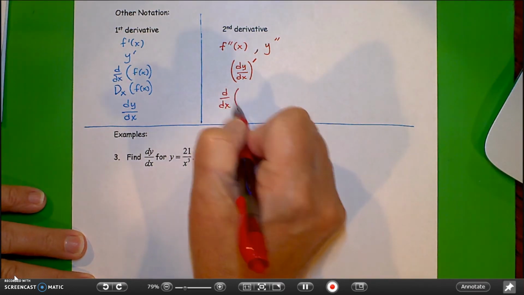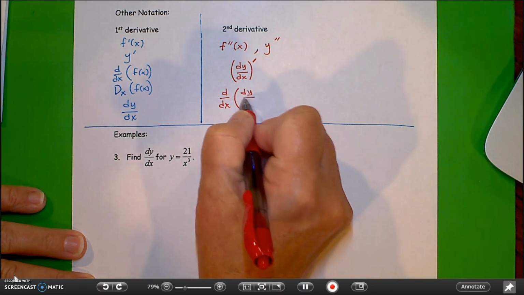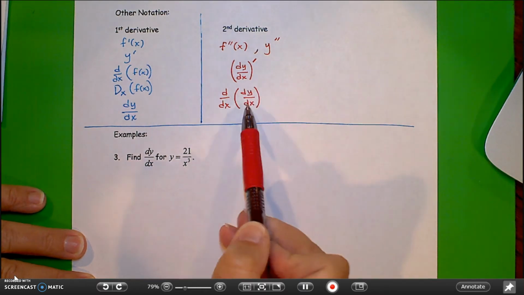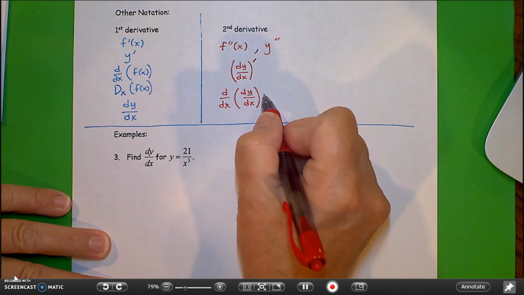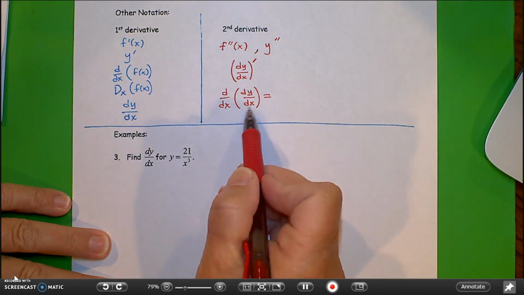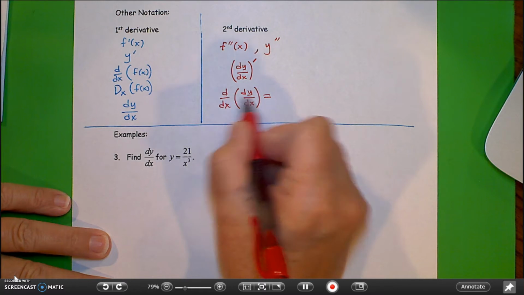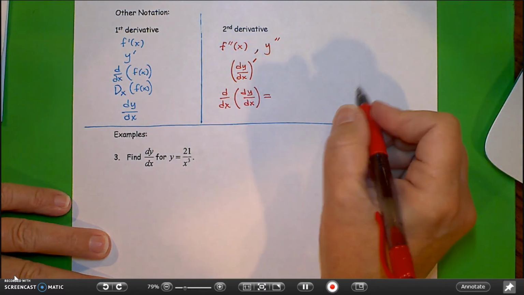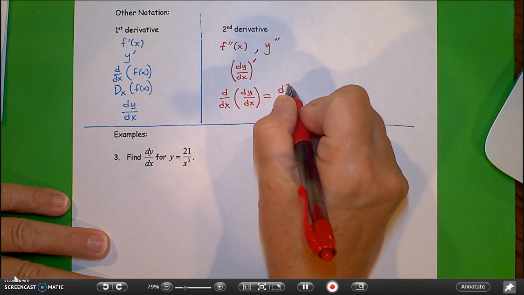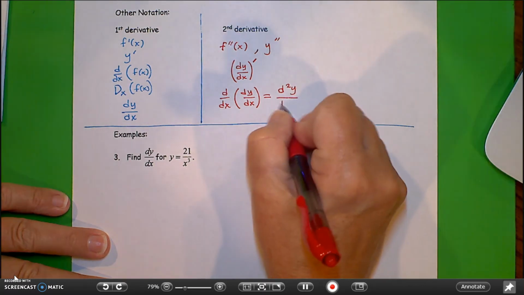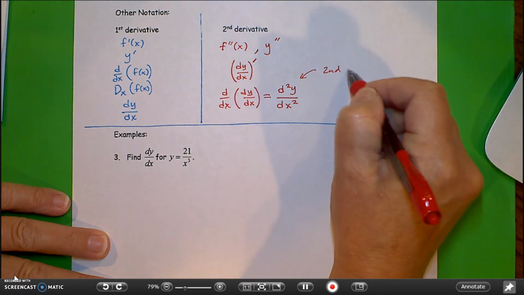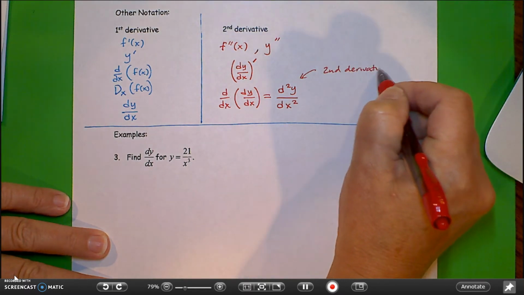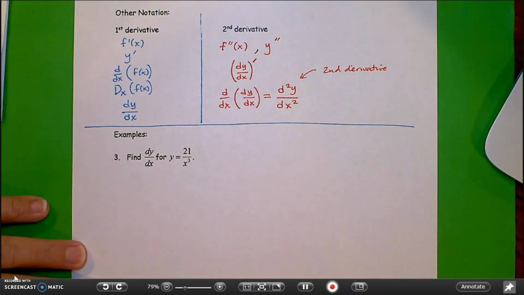In a similar way, how about this one? d dx of dy dx. So there's my derivative function. I'm going to take the derivative of the derivative. That makes it a second derivative of the original function y. And a kind of shorthand way to write this is, I kind of think about this as multiplying going across, which it really isn't, but that's kind of what it looks like. d squared y dx squared. This is the second derivative. Okay, so just some notation you need to get ready for.